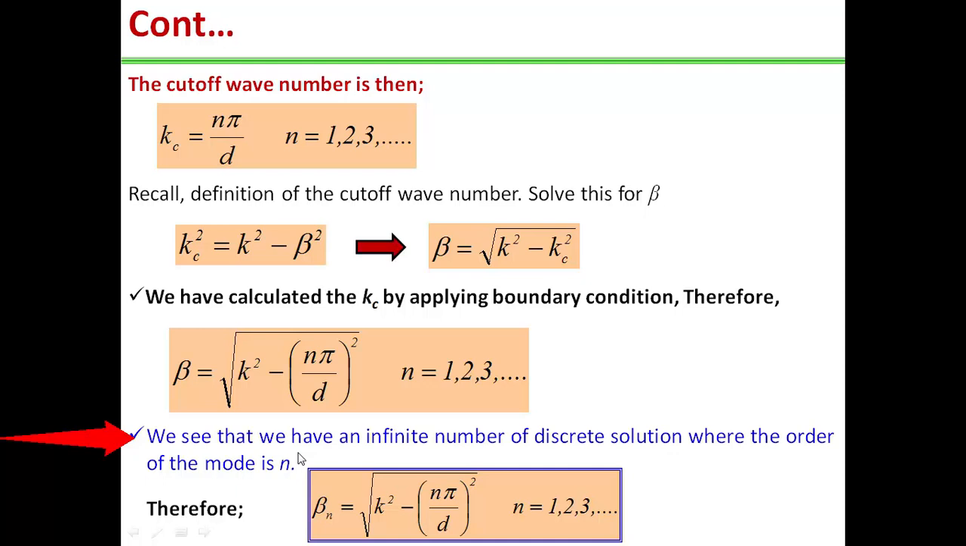That means n number of modes can propagate within the parallel plate waveguide. So for the nth mode, the phase constant can be written as beta n, and this will be equal to the square root of k squared minus (n pi by d) whole squared, where n varies from 1, 2, 3 and so on. And in the latter part, I will discuss why n equal to 0 does not exist for the TE mode.